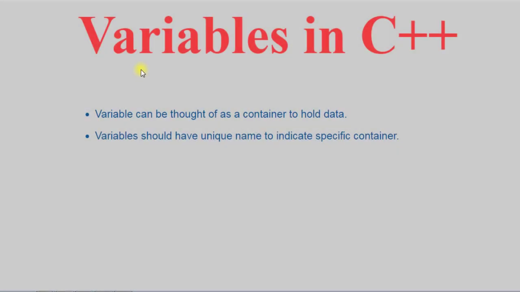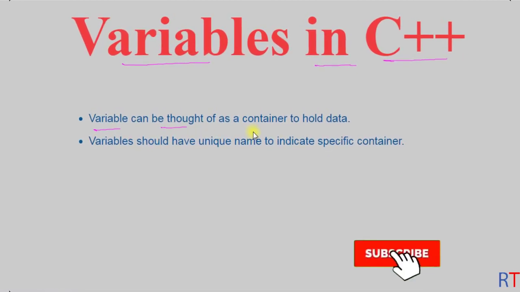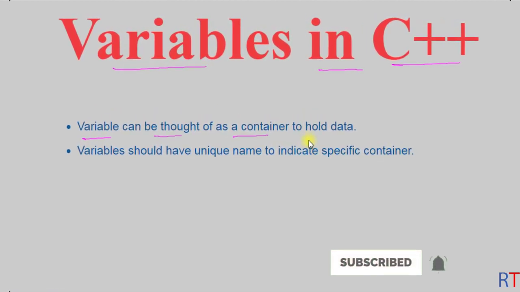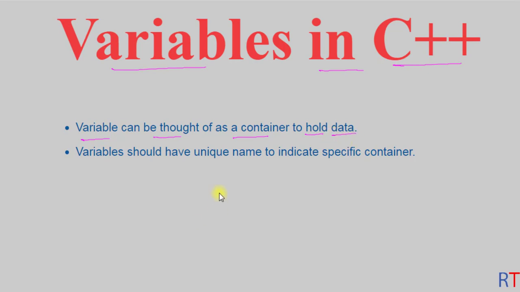Hey, what's up guys? In this video we're going to talk about variables in C++ programming. A variable can be thought of as a container which can be used to hold data elements. So we can think of the variable as a container, inside of which we can have our data elements. And the variable should have one unique name to indicate that specific container.